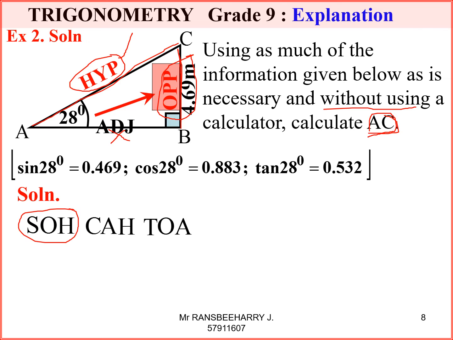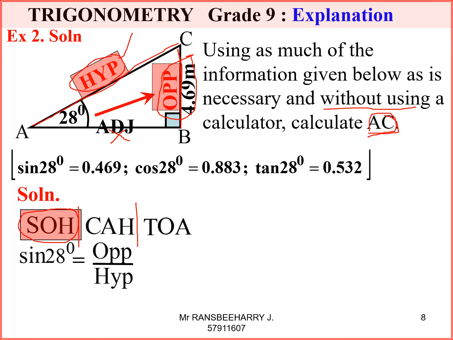So first step, we identify the sides: adjacent, opposite, hypotenuse. Second step, we decide whether to use sine, cos, or tan. Here we have decided to use sine. Sine of 28 degrees is opposite over hypotenuse. So sine means OH, opposite over hypotenuse.